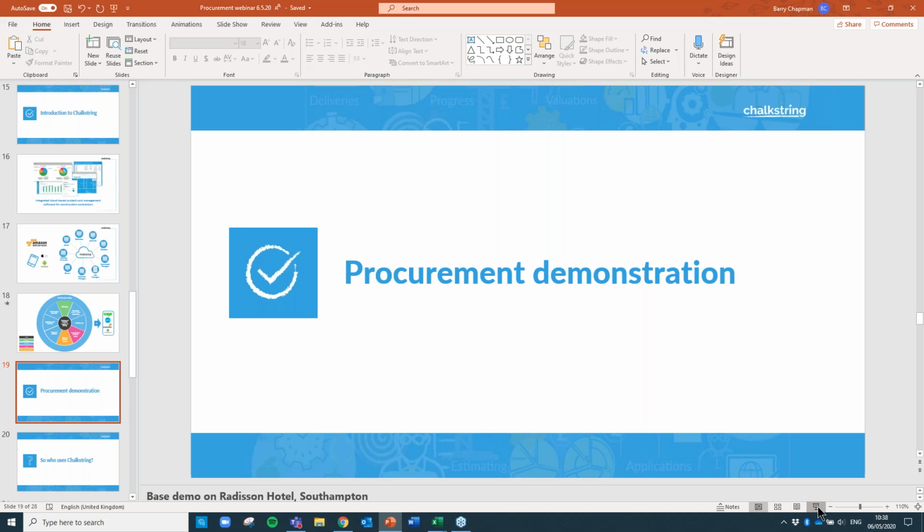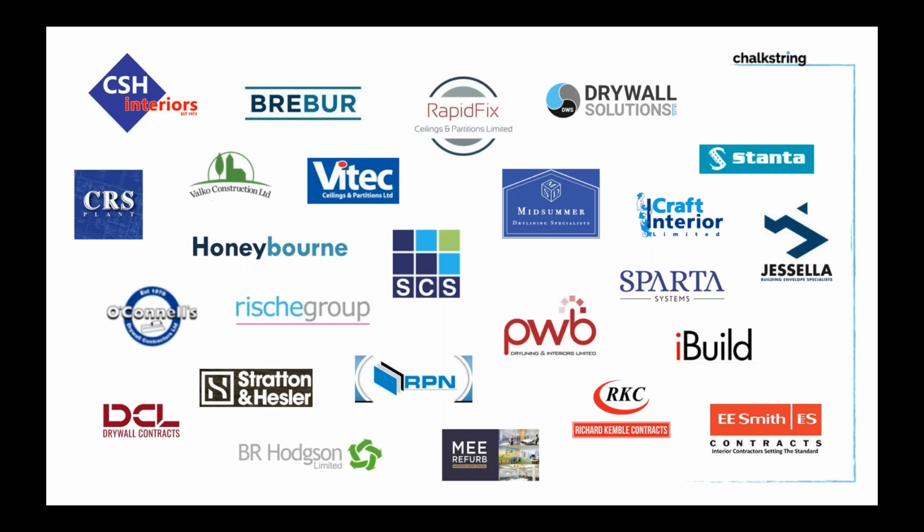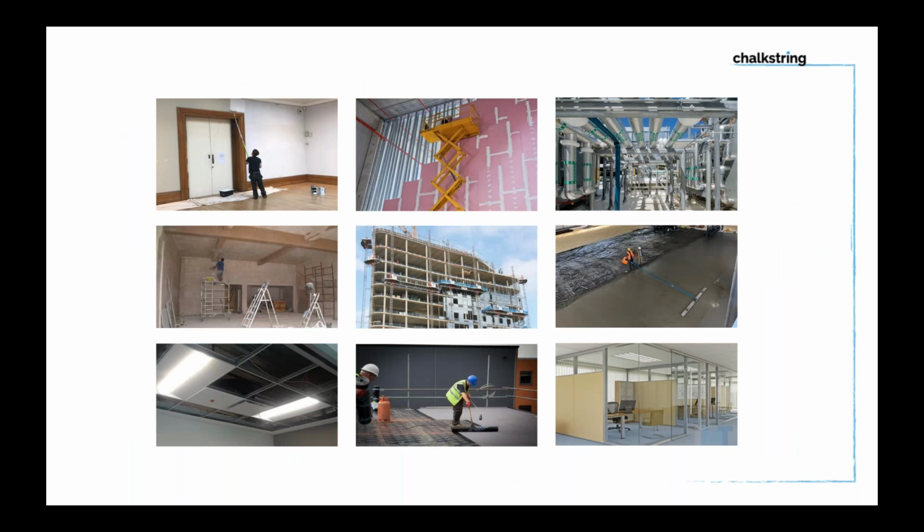obviously as we're drawing to a close on this webinar, I thought it was worth just saying, well, who uses Chalkstring? Who's a typical customer for Chalkstring? And it's names like these. So depending on the sector, the trade you're working in, hopefully some names you know there. But the common link really here is typically, these are generally supply and fit subcontractors. We've got some main contractors in there, but generally they're supply and fit subcontractors or specialist subcontractors, involved in these kind of trades.